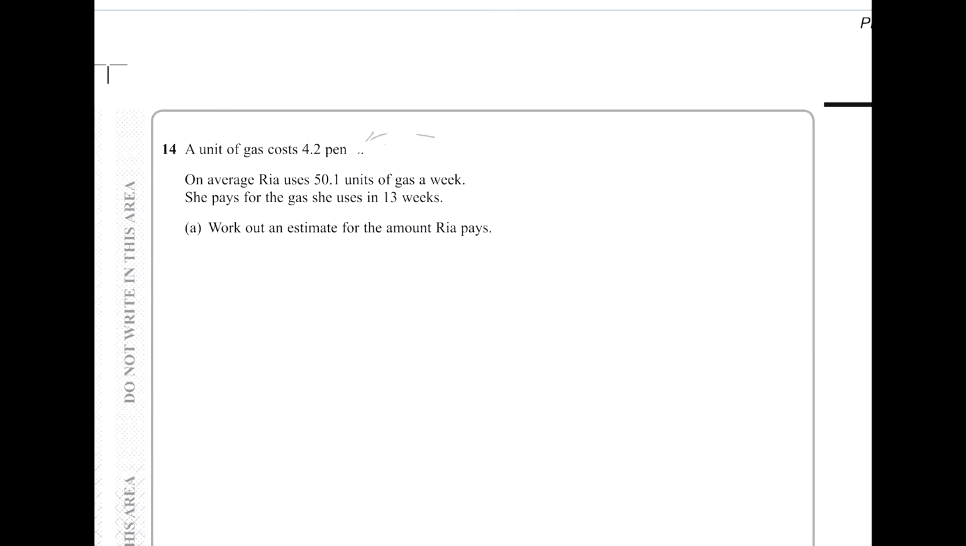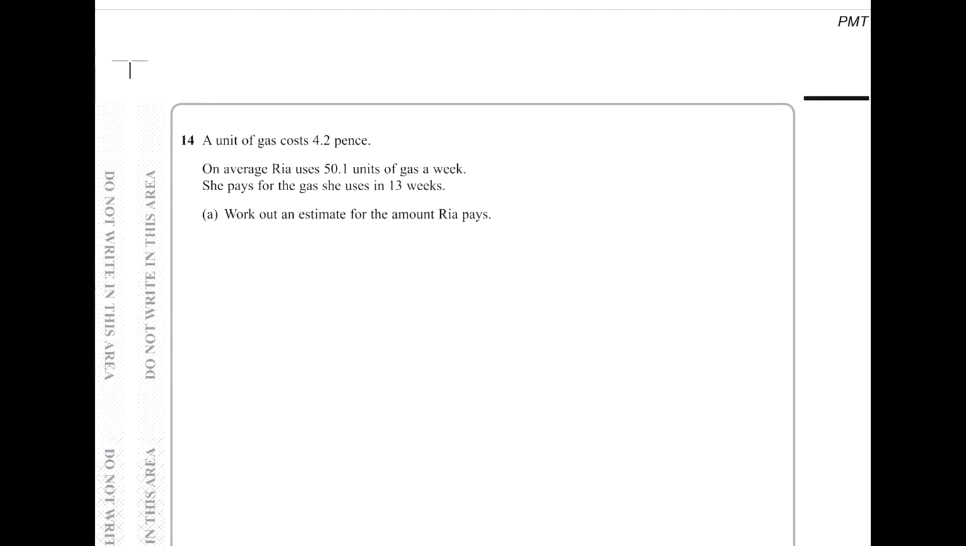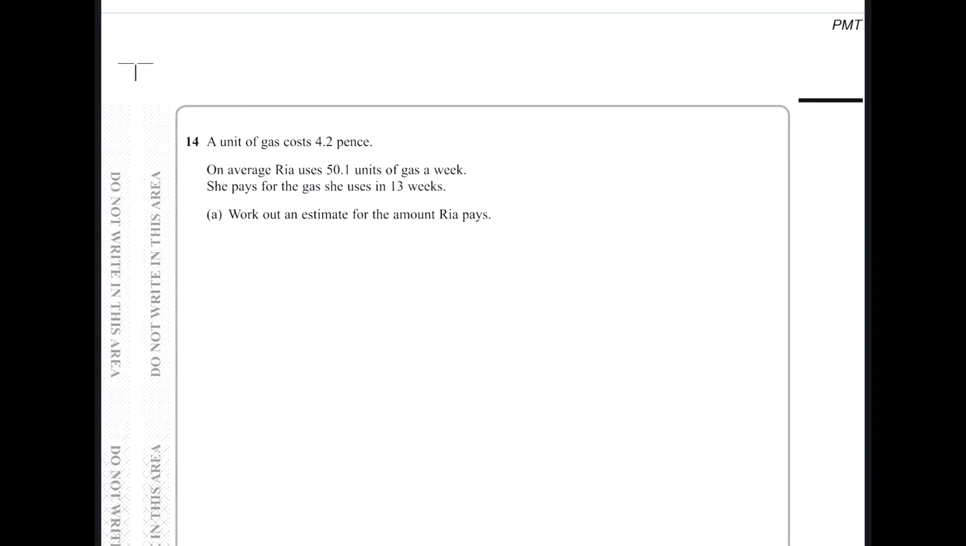Okay, so in this question, what we have is we're told a unit of gas costs 4.2 pence. On average, Ria uses 50.1 units in a week. She pays for gas she uses in 13 weeks. Work out an estimate for the amount that Ria pays.